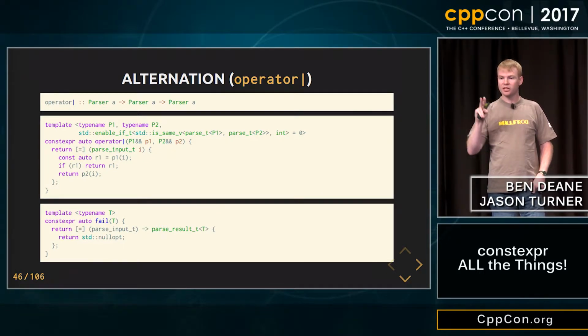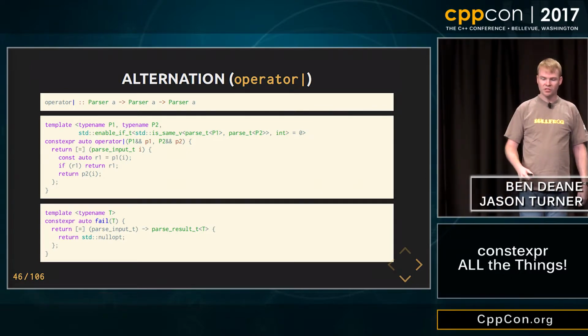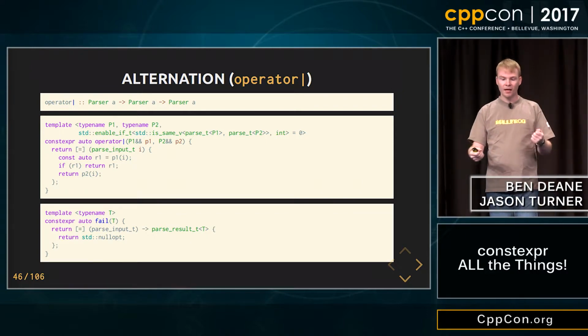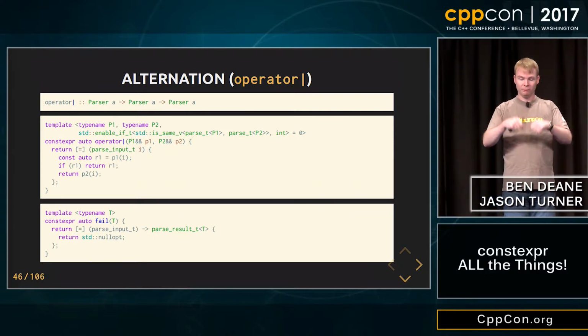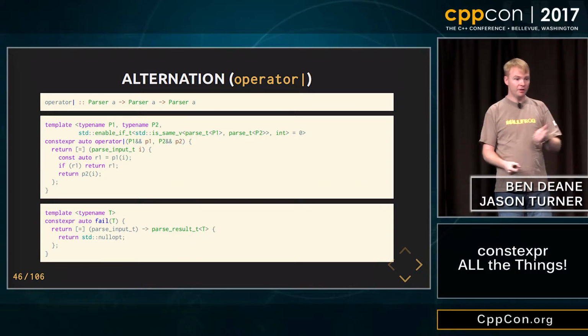Similarly, we've got alternation. So this time we take two parsers, and the bit of template metaprogramming at the top just says that they're going to have to return the same type, because what we're building has to return either one, and we need to know what type to return. So we take two parsers, P1 and P2, and we return a parser that in its body just says, try running P1. If that succeeds, you're done. But if that fails, try running P2.